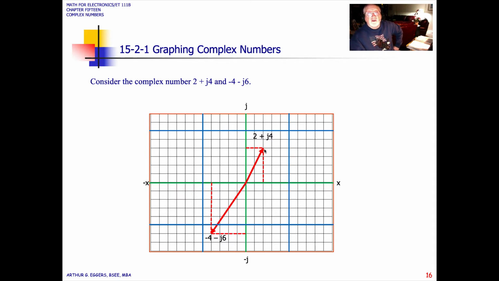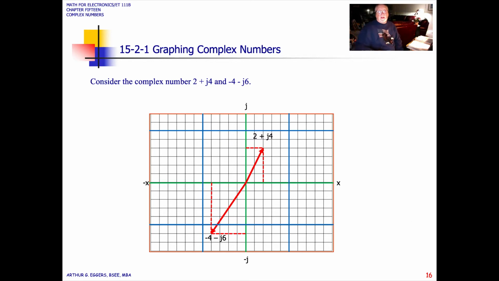So if we choose our plot as 2 on the real, J4 on the imaginary, and we put a dot there, and then we draw a vector or a radius, in some cases from 0 out to that point, we have created then the graphical representation of that complex number. The same thing for minus 4 minus J6. When we plot this out, minus 4 on the x-axis, minus J6 on the y-axis, we have a point right here. Again, we draw our vector out to that point.